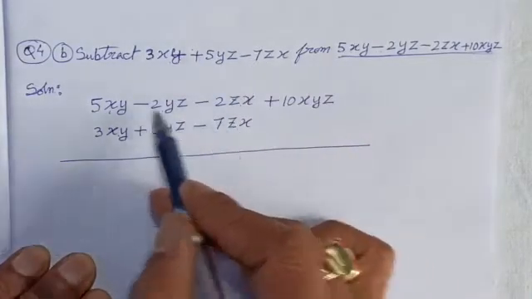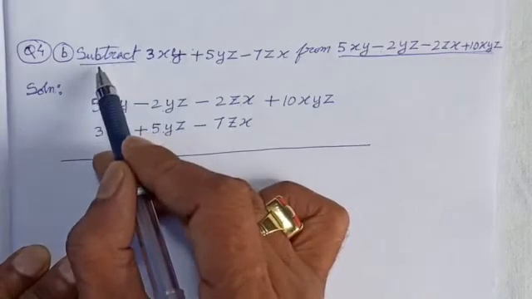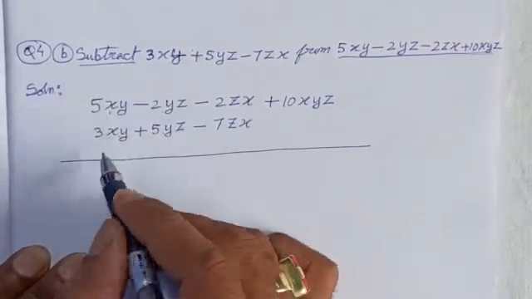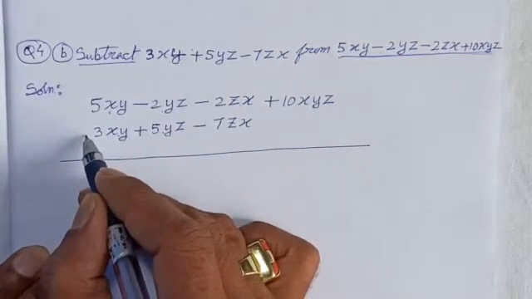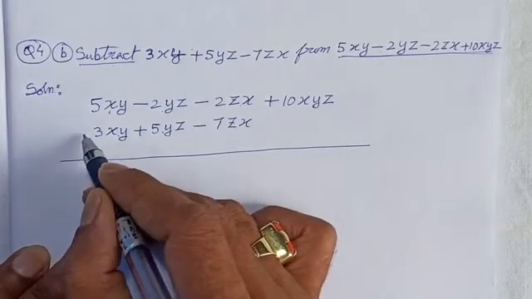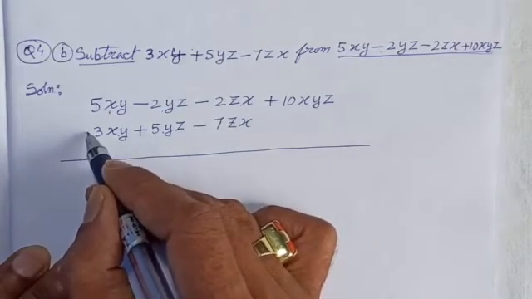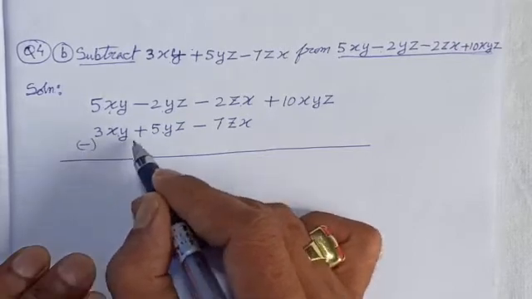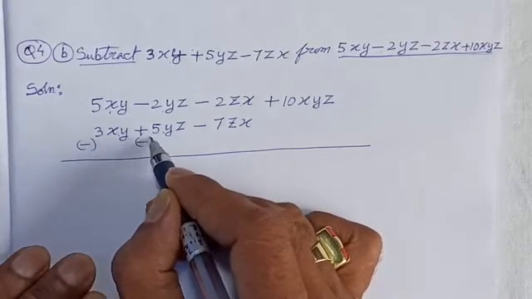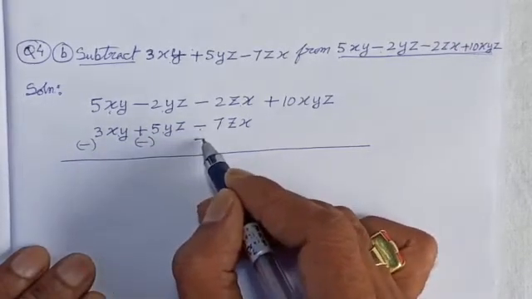This is subtraction. In subtraction, we have to change the sign. So here is a plus sign. Since this is subtraction, we need to change the sign. Plus sign, here plus sign, that changes into minus sign. This plus sign also we have to change to minus. This minus sign also we have to change to plus.